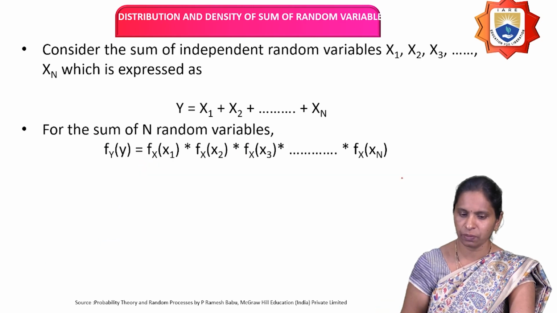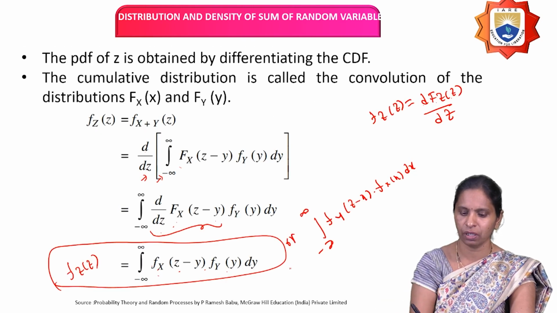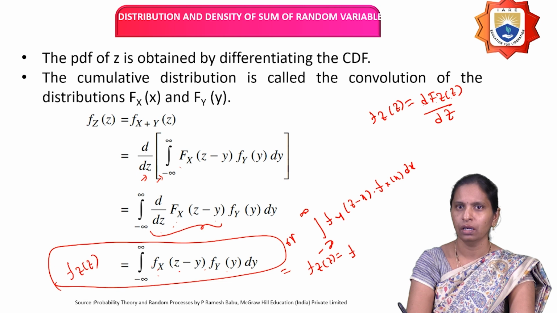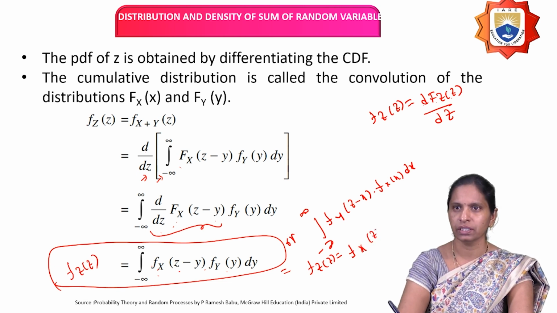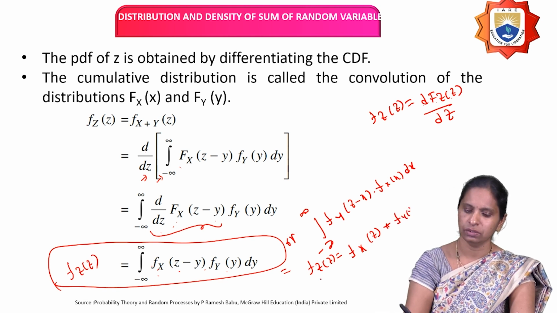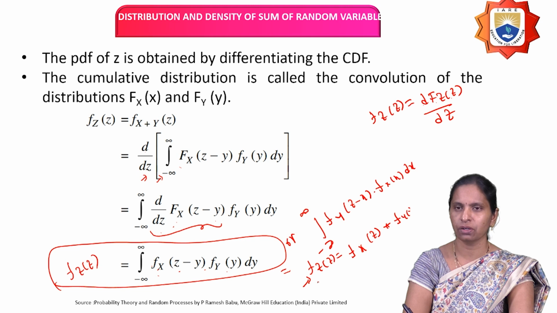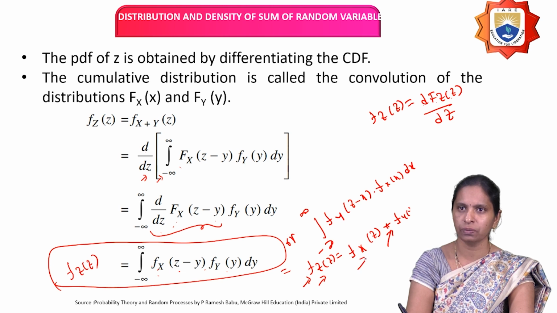So, by observing this equation, what is it? It is a convolution operation. Therefore, f_Z(z) is equal to f_X(z) convolution f_Y(z). Therefore, the density function of the sum of two random variables is equal to the convolution of the density functions of the random variable X and the random variable Y.